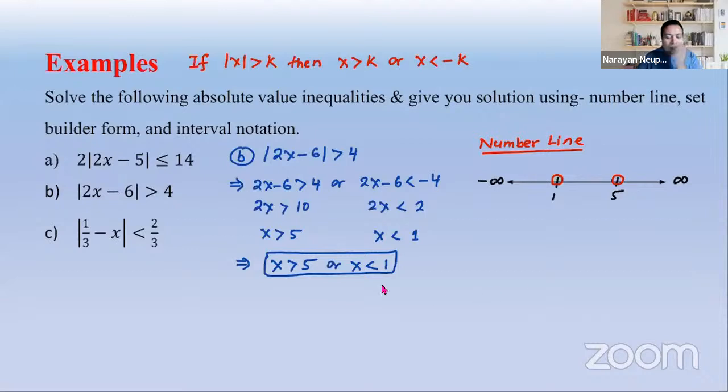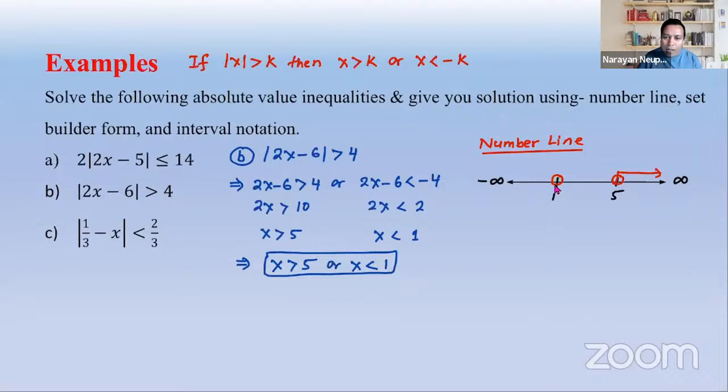And the true values of x are, as you can see, one possibility is x is greater than 5. So here is 5. When I say greater than 5, it is on the right like this. All these values over here are greater than 5. So these values are included. So I'm showing by arrow on that side. So all values more than 5 are the solution to this absolute value inequality.